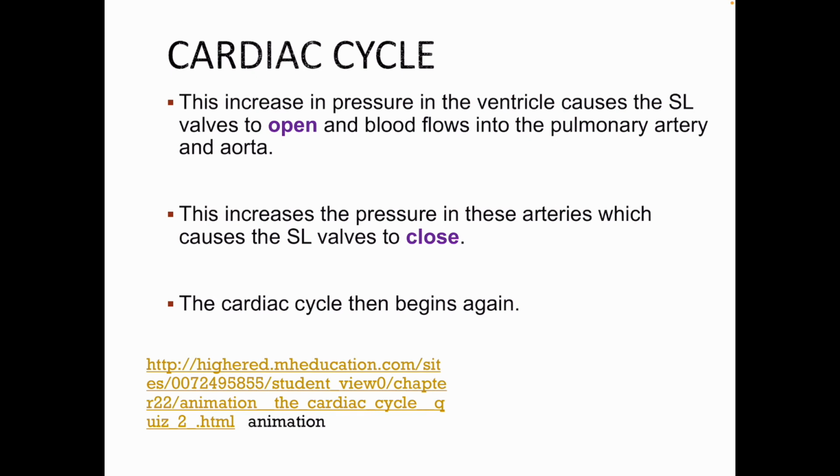The increased pressure in the ventricles causes the semilunar valves to open and forces the blood out into the pulmonary artery. As the ventricles start to relax and the pressure in the ventricles falls again, the semilunar valves will close because there is now higher pressure in the arteries, and that could allow the blood to flow backwards. So the semilunar valves close to stop this. And then the whole cycle begins all over again.